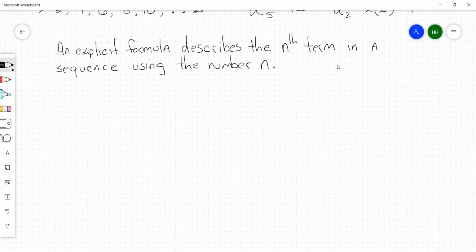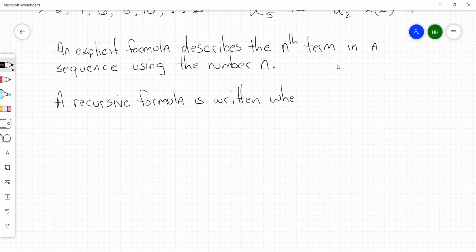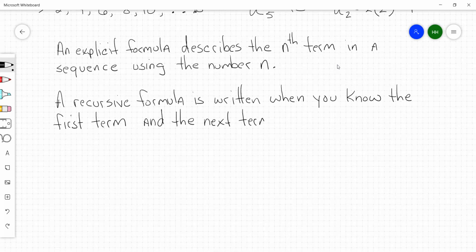Now, a recursive formula is written when you know the first term, and the next term is related to the previous term.